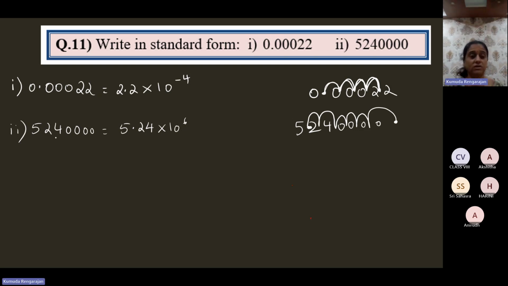Now the number is so large and you have reduced it to 5.24. It's become small now. So because you've reduced the value, you must raise 10 to a positive power. And you've shifted the decimal point by 6 places. 1, 2, 3, 4, 5, 6. So it's a positive 6.